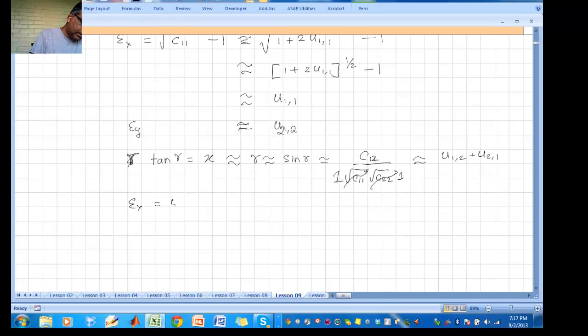So we have a very nice result. Epsilon x is U1 comma 1. Epsilon y is U2 comma 2. Gamma, kappa xy. And in many textbooks they will call it gamma xy because they are using tan gamma is gamma. So many textbooks will write this as just gamma xy is U1 comma 2 plus U2 comma 1. All of them neglecting quadratic terms.